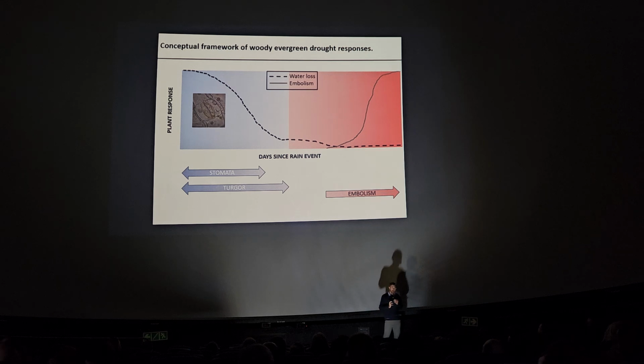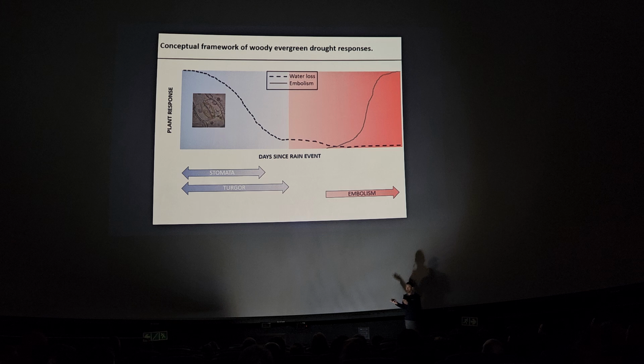So this is the conceptual framework of how a general plant responds to drought. This is more or less useful in a thicket context, but it doesn't answer our question. It doesn't tell us which species are likely to be impacted more than others.